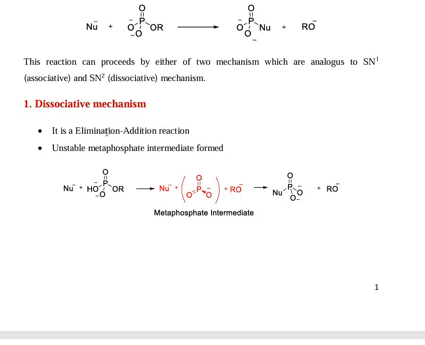Elimination means the formation of a double bond. Addition means again the formation of a single bond. So an unstable metaphosphate intermediate forms. You can see here, this is the OR. When the nucleophile attacks the system, first the ester group leaves as RO minus, giving the metaphosphate intermediate, and then finally you have the phosphorus-nucleophile bond and RO minus.